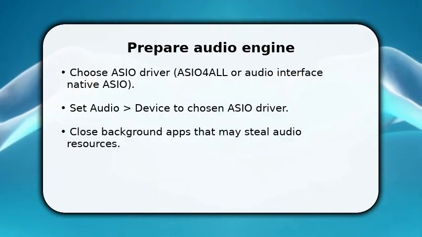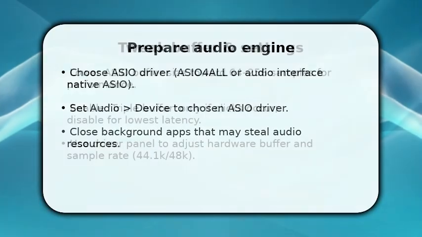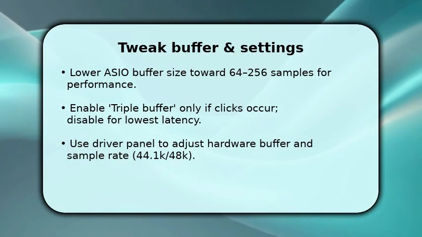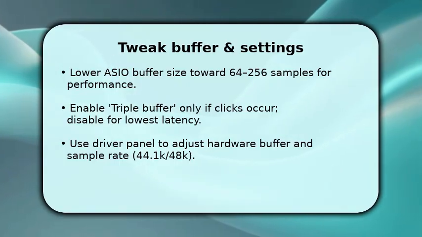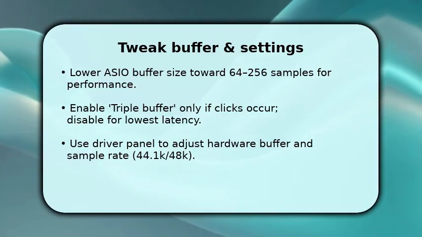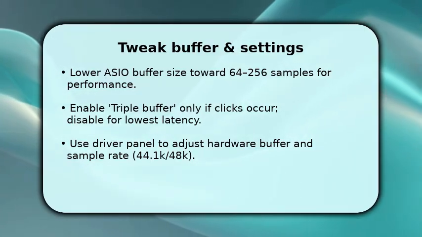Now you adjust buffer and driver options to balance latency and stability. In audio settings, open the ASIO control panel and lower the buffer size. Try 64, 128, or 256 samples and test. If you get audio glitches, increase slightly.